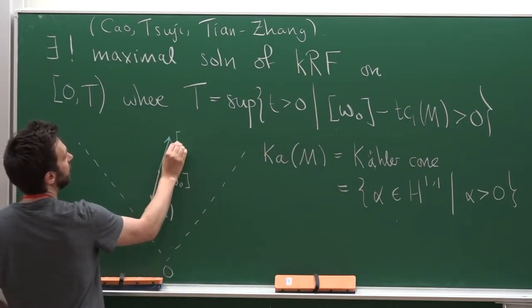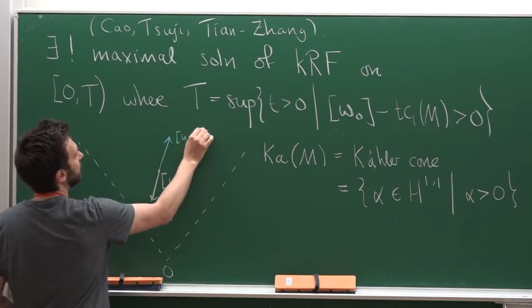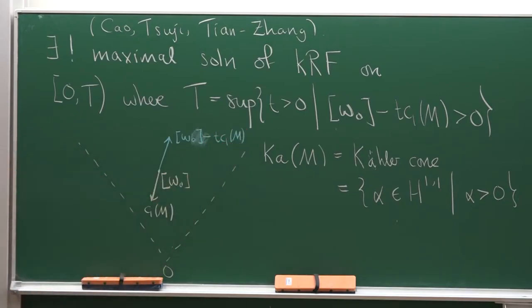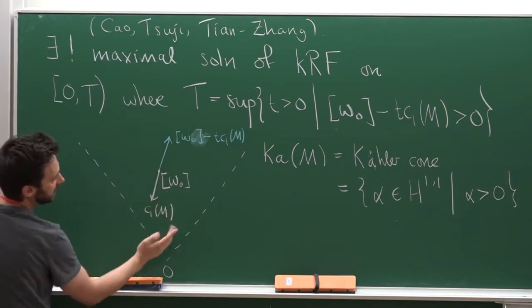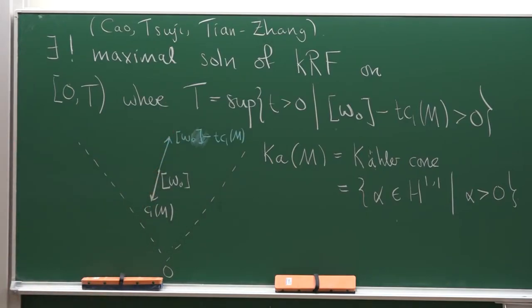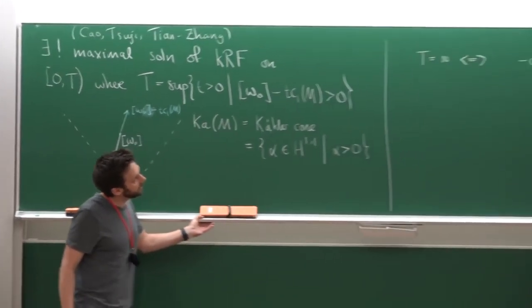So this will be this omega of t. Let me write it as omega naught minus t c1 of m. And you see that when minus c1 of m points in the direction of the closure, so it could be in the same direction as that line, for example, you'll remain within the Kähler cone. You'll never leave the Kähler cone. And therefore, capital T will be infinity. So as long as you're in the closure of the Kähler cone, as in this example, then T is infinity. So what are the different possibilities?